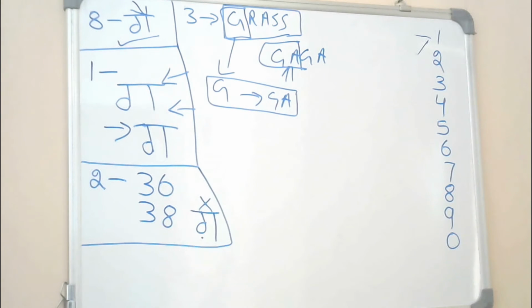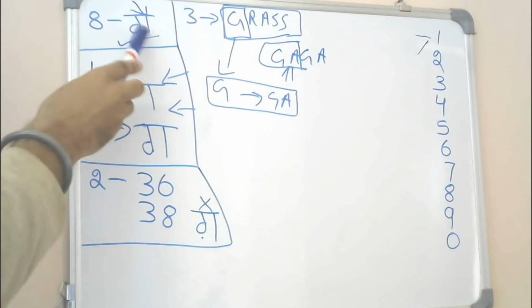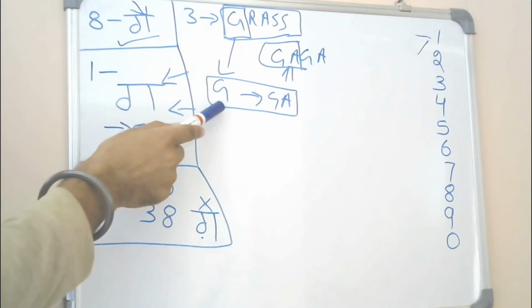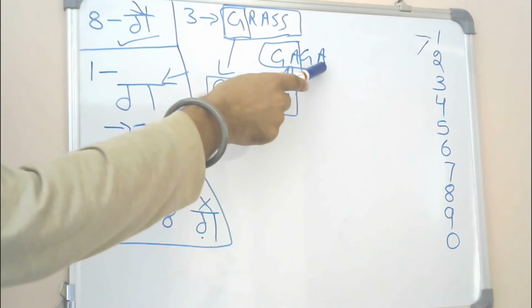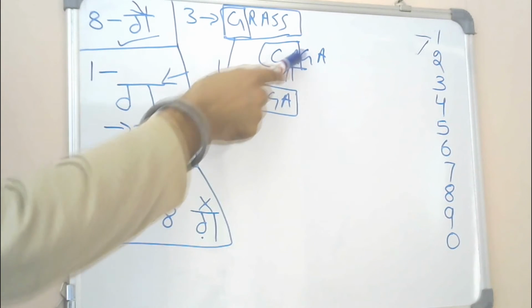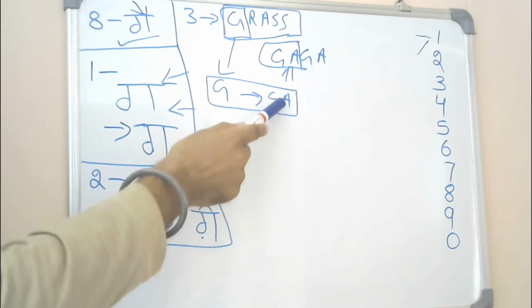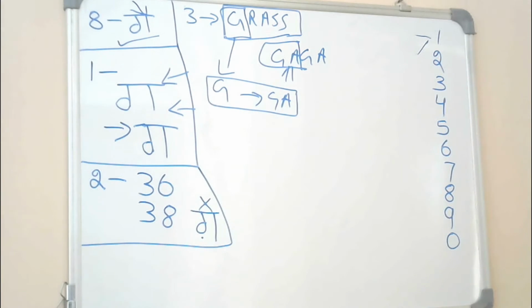So it will give me the pronunciation of this letter. From grass, get G. From Lady Gaga, get Ga. G, Ga. This is how you're going to pronounce it. I will repeat again. From grass, get G. And from Lady Gaga, get Ga.